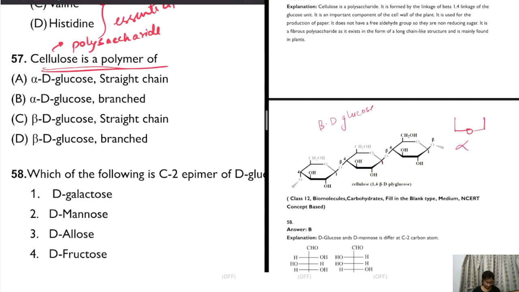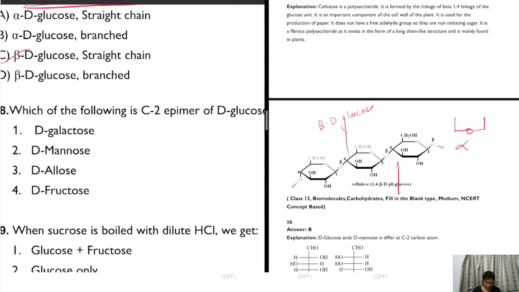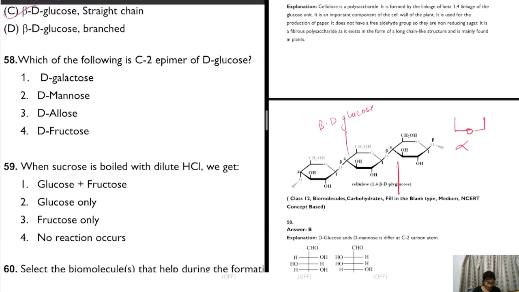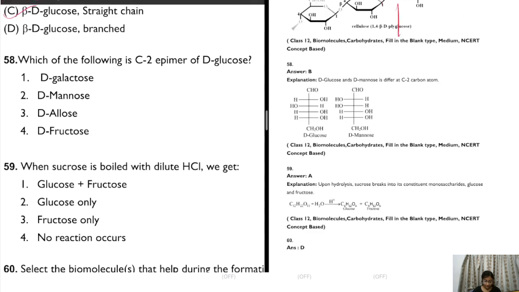This would be alpha. So the answer would be 2, beta glucose, and it is a straight chain. There is no linking like this. It is there, but not in cellulose, for amylopectin and all. Now let's see the next question. Which of the following is C2 epimer of D glucose? Now we know the C2 epimer, what it is. We saw it in the first question.